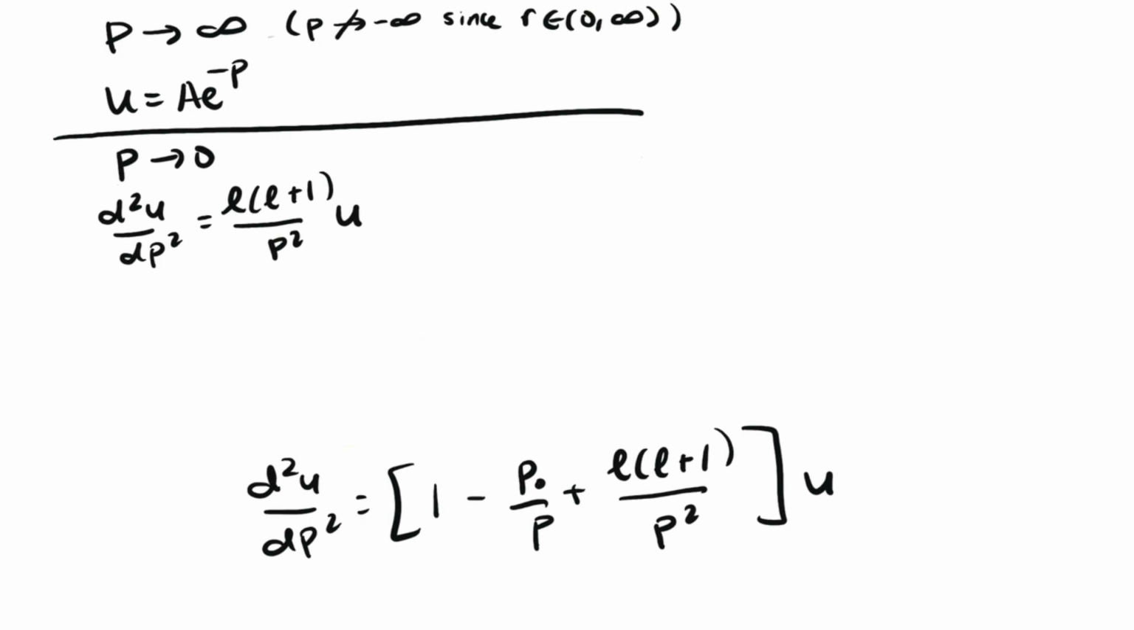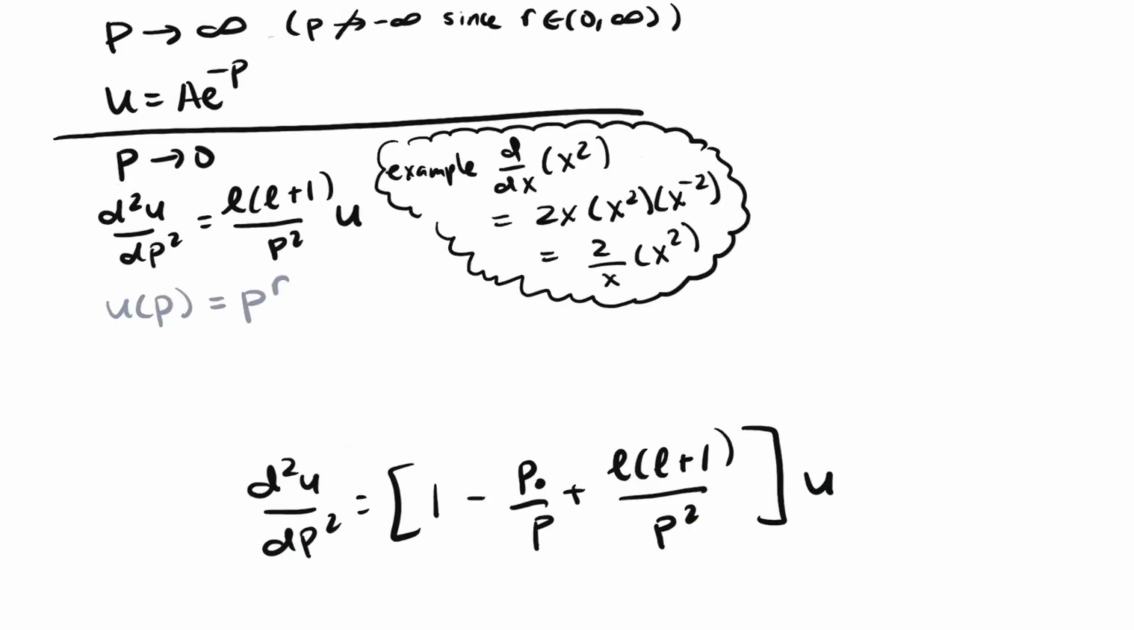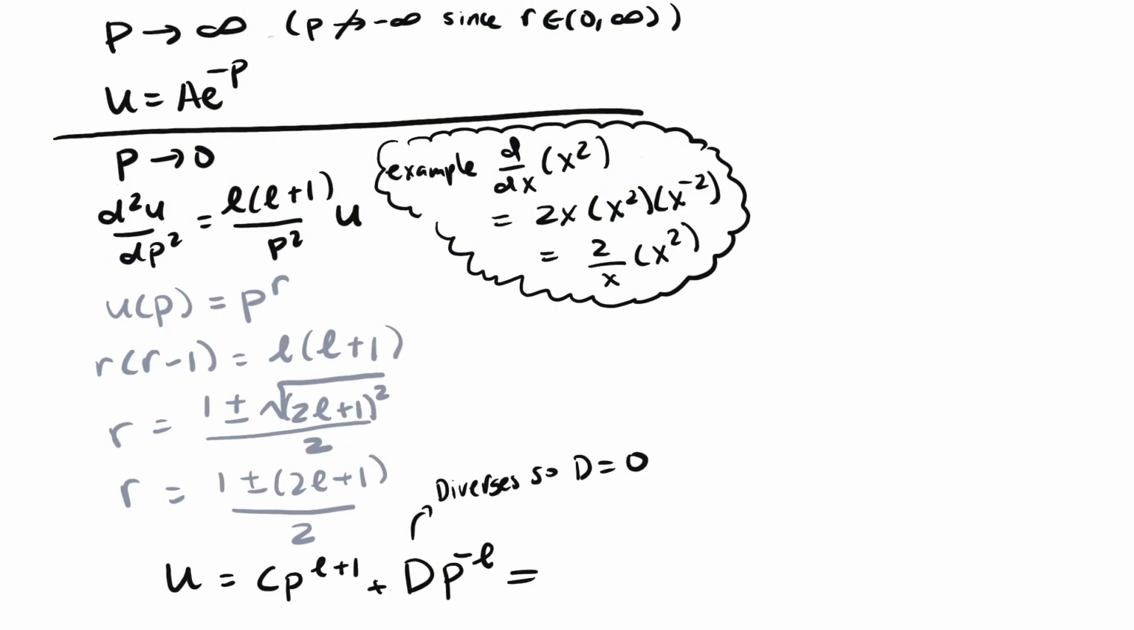This is something polynomials are really good at doing, so we can use the polynomial ansatz for u. Plugging in the ansatz would give this relation, and solving for r gives this. So we get this formula for u as ρ gets small. Now the D term diverges, so we set that to 0.